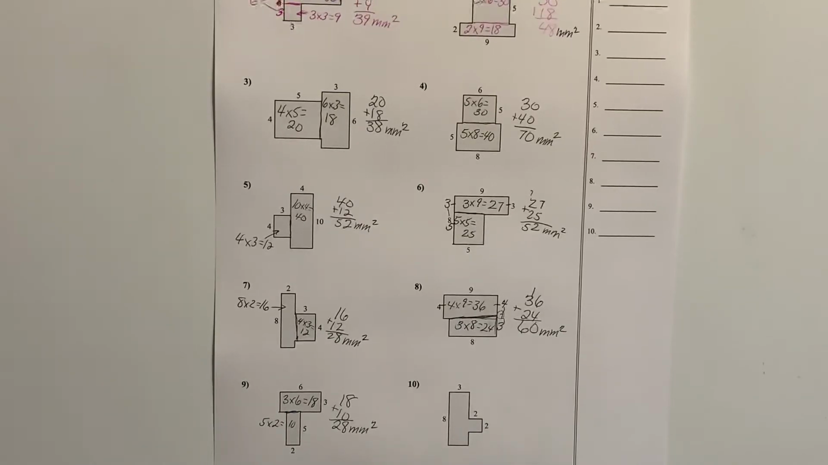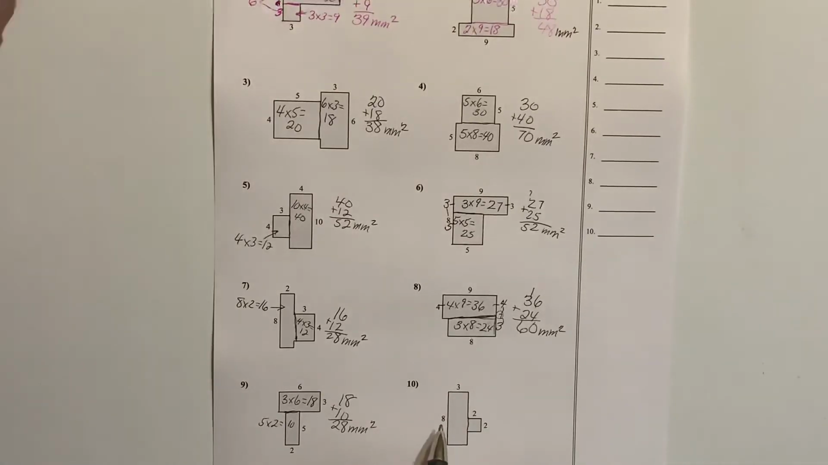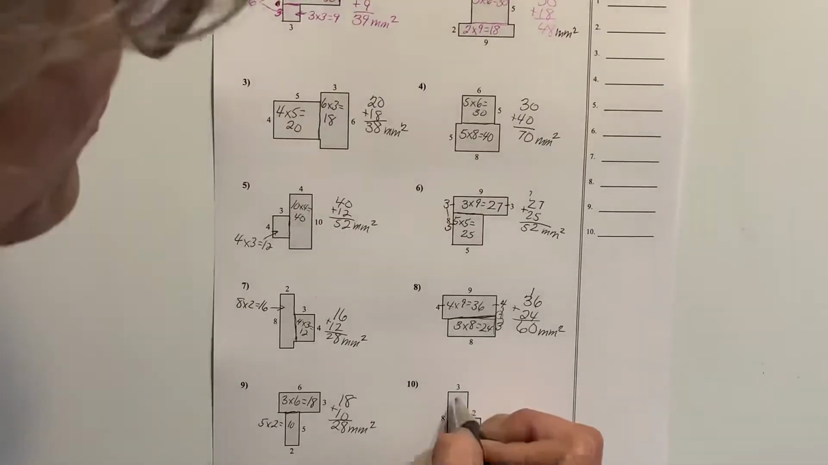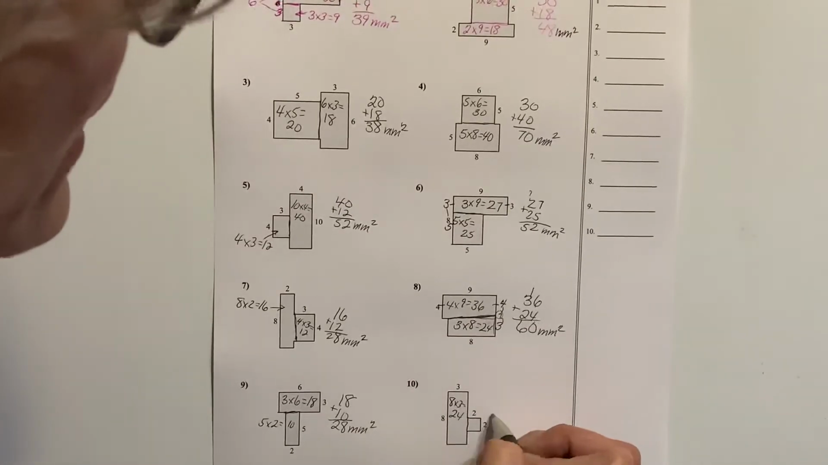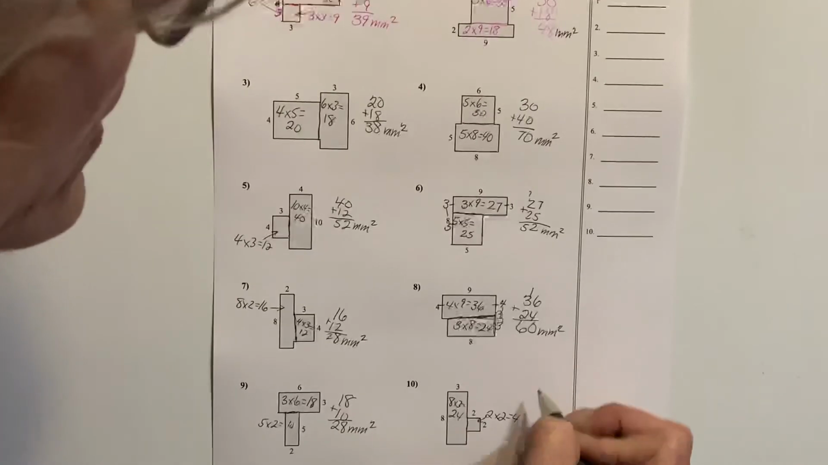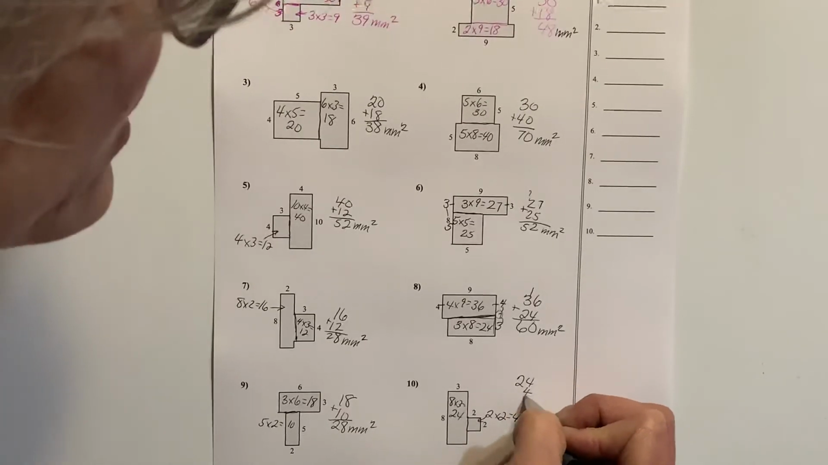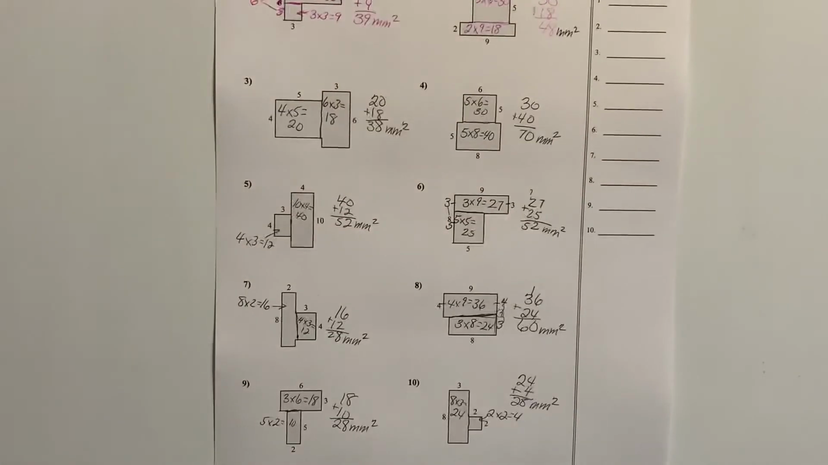All right, let's take a look at this last one. So I've got a line that I can draw right here. I've got length times width, which is 8 times 3, which gives me 24. And then I've got a 2 by 2, which gives me 4. 24 plus 4 gives me 28 millimeters squared.